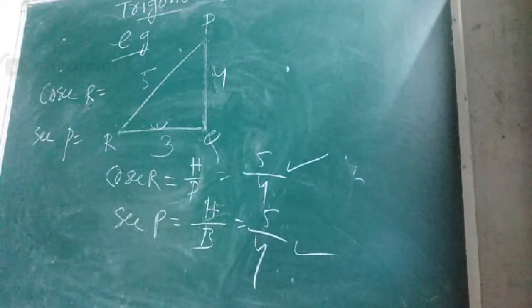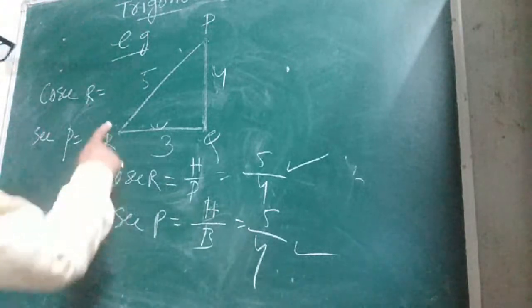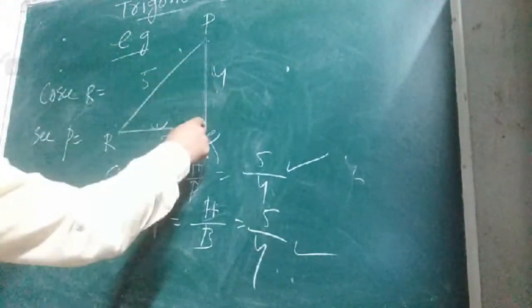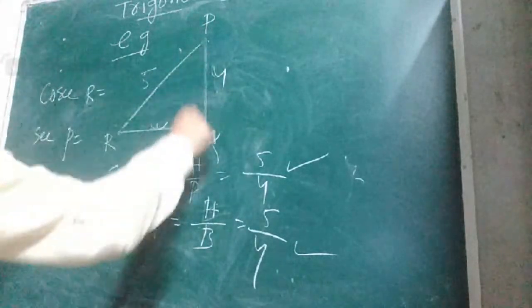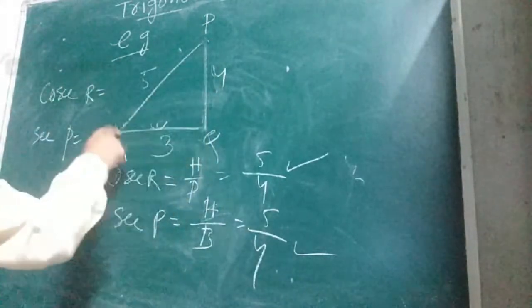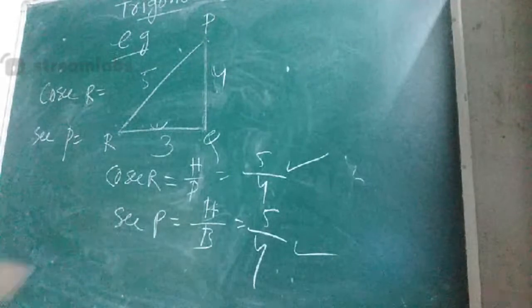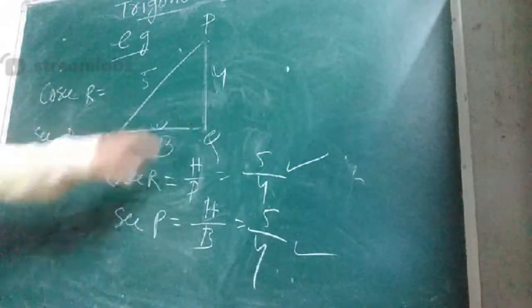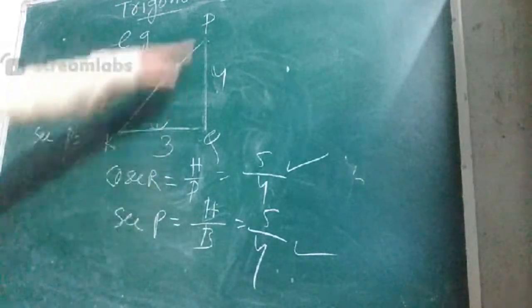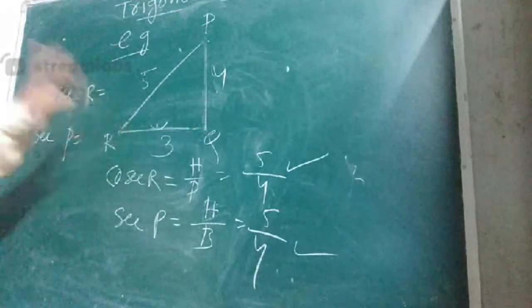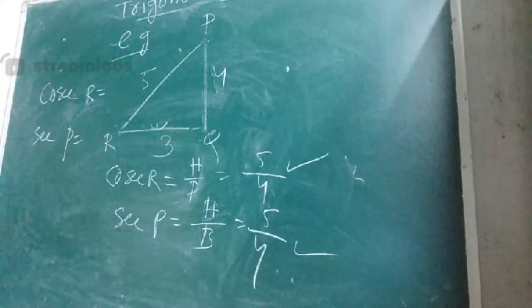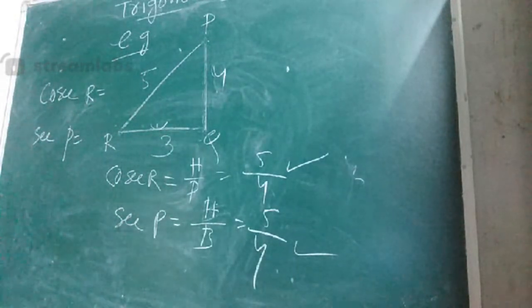Only one thing is required to be remembered: if R is asked, then that is the base; if P is asked, then that is the base and that is the perpendicular. If it is base, it is perpendicular. Only that much needs to be remembered. Right? That is trigonometry for class 10 students.